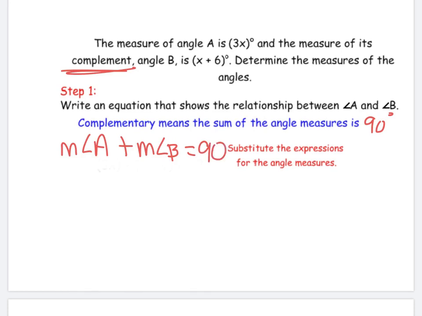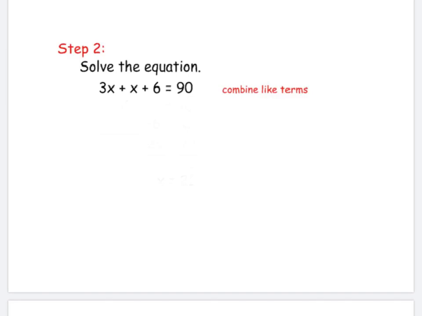Now I can substitute for what I know the angles are. I know the measure of angle A up in the problem tells me is 3x. I also know the measure of angle B, it tells me is x plus 6. And then I know that this is still equal to 90 degrees. That's step 1. Step 2, once I have that equation created, is now that I need to solve that equation.